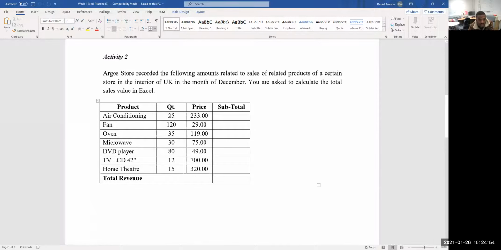So it will be 25 units multiplied by the price. Remember, your selling price times the amount of units sold will give you the subtotal for air conditioning. So the total for air conditioning, we're looking at more than other products. That's why it's a subtotal. The total amount for air conditioning will be 25 times 233.